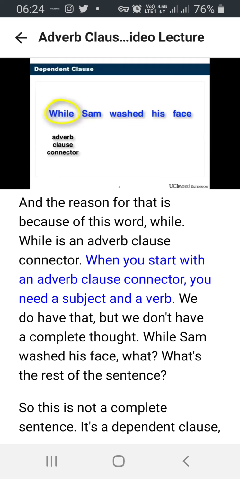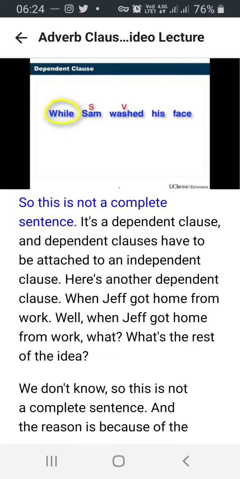When you start with an adverb clause connector, you need a subject and a verb. We do have that, but we don't have a complete thought. While Sam washed his face, what? What's the rest of the sentence? So this is not a complete sentence, it's a dependent clause. And dependent clauses have to be attached to an independent clause.